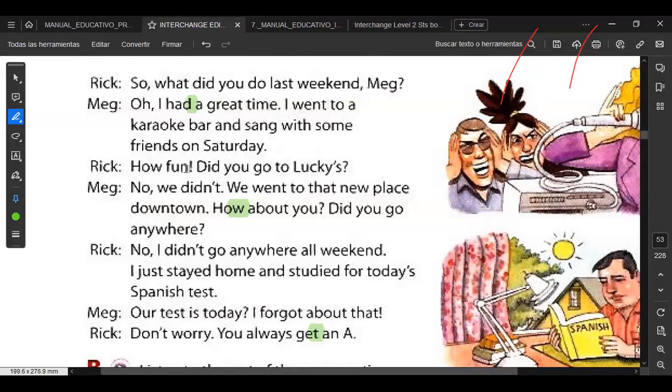So, Glenda, can you be Mac? Y Rick va a ser, ¿quién se quedó? Lucía. Lucía va a ser Rick. And Glenda, you're going to be Mac. Is it okay? Okay, empieza, Lucía.